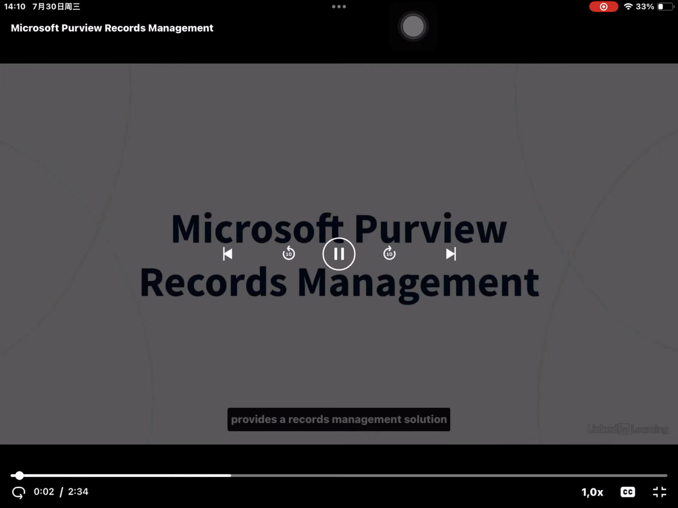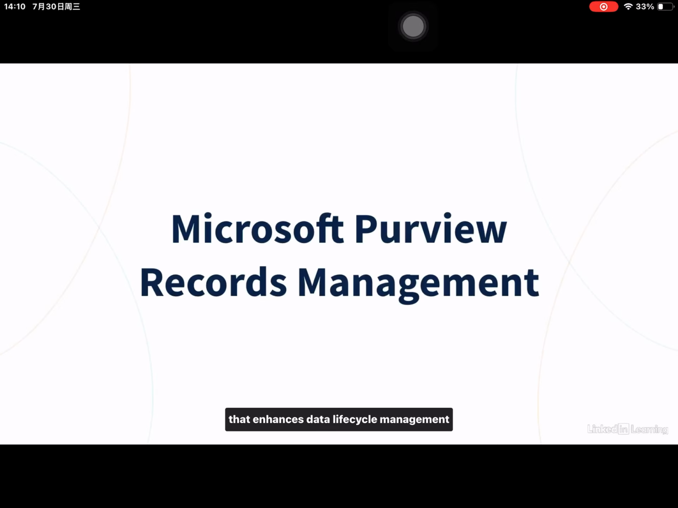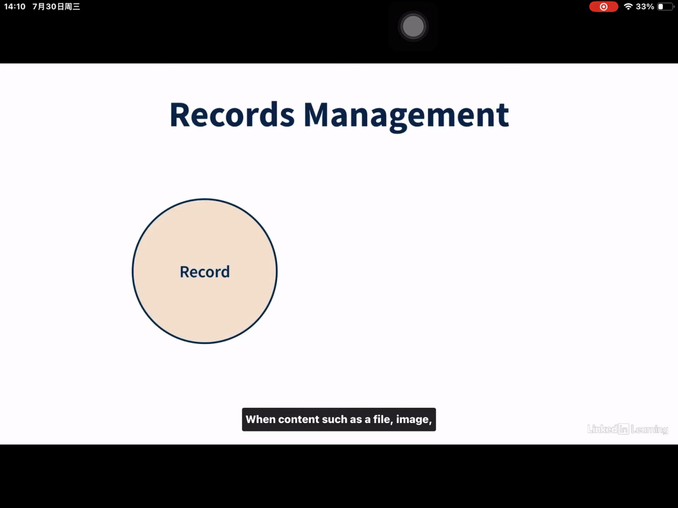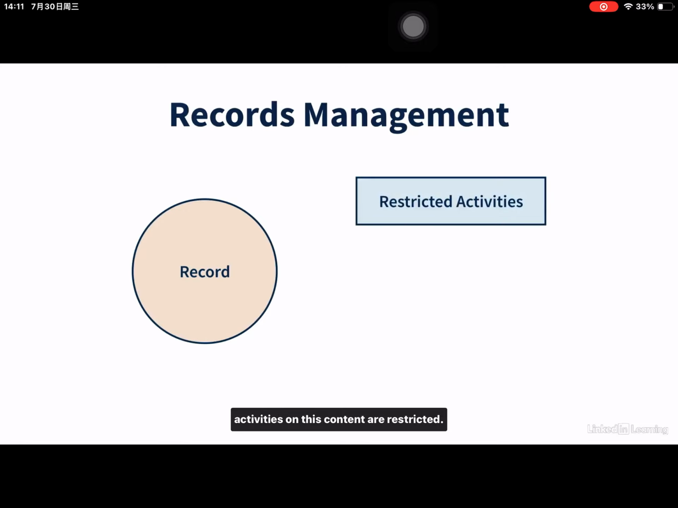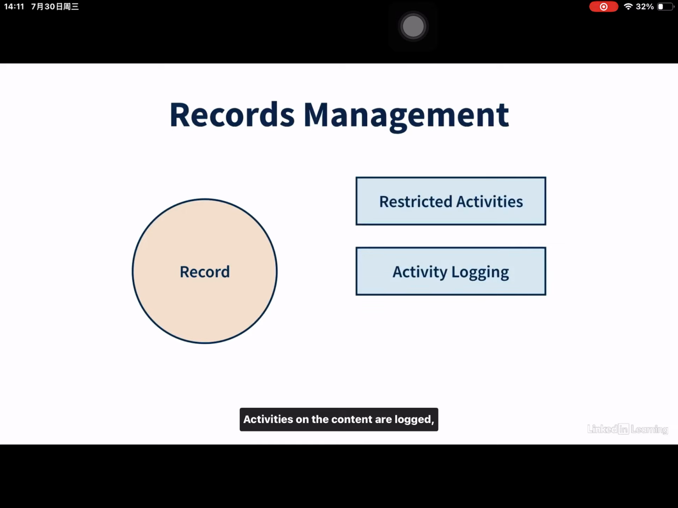Microsoft Purview provides a records management solution that enhances data lifecycle management with advanced content controls. You may ask, what is a record? You can think of a record as a special data label. When content such as a file, image, or email is labeled as a record, activities on this content are restricted. For example, a logged record doesn't allow editing or deletion. Activities on the content are logged.